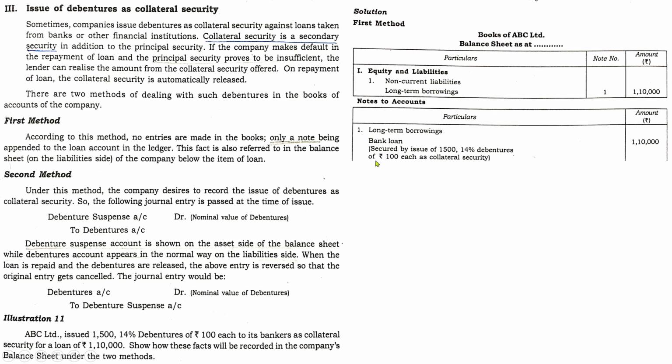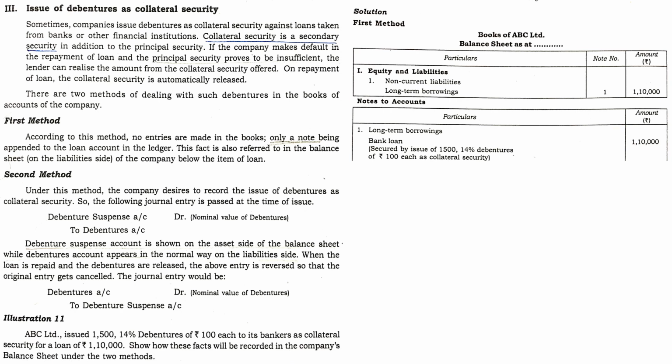Under long-term borrowings, bank loan. We have taken a bank loan, and for that bank loan we are offering the debentures as security. So in brackets it will be written, secured by issue of 1,500 debentures of ₹100 each, as collateral security for the loan. The sentence is given in the question, so just write down the same sentence and show the amount. This much is enough if you are following the first method.